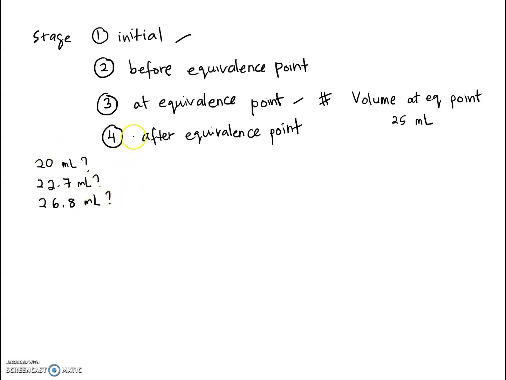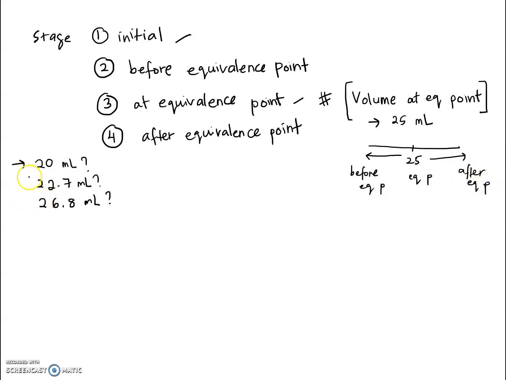So the stage is important because you want to determine the pH later. Okay, so the clue is to find the volume at equivalence point. When you know the volume at equivalence point, you can determine the stage for other questions. So volume before 25 ml means the stage is before equivalence point. After 25 ml and above means the stage is after equivalence point.